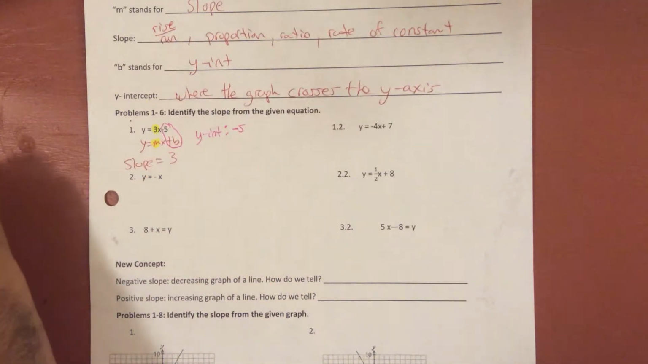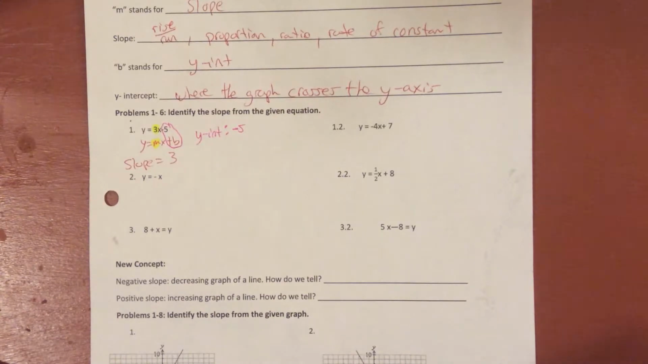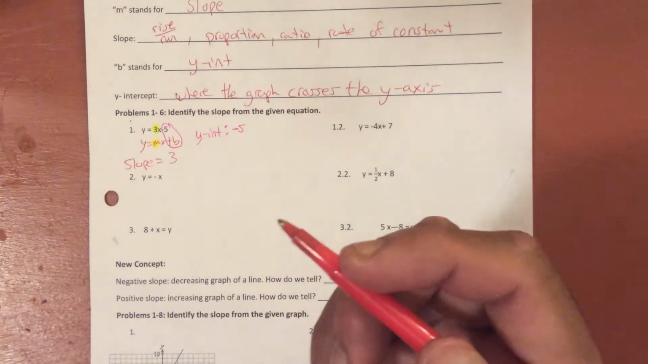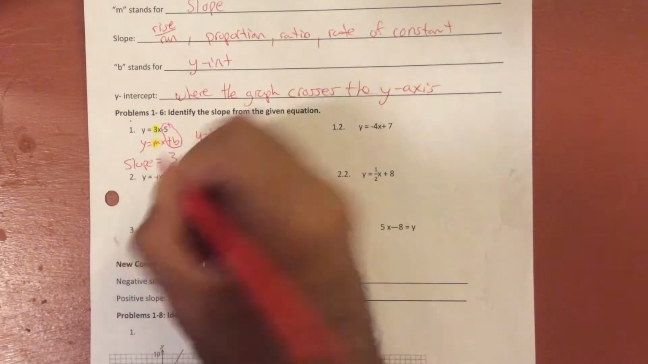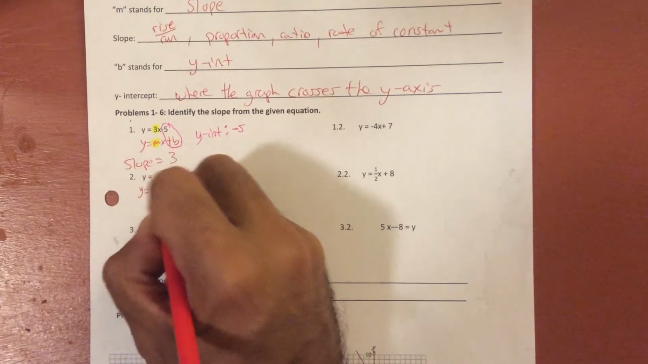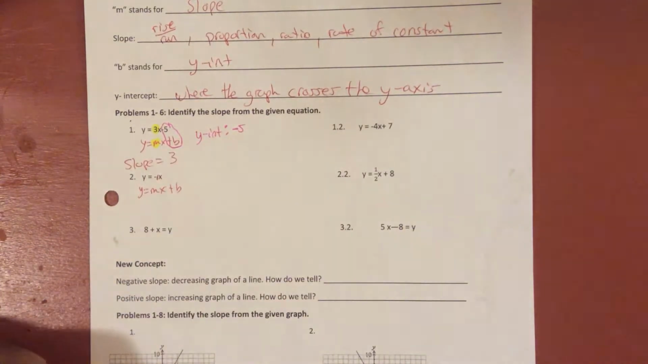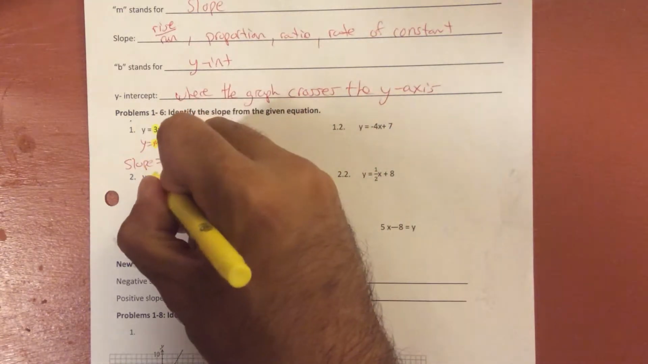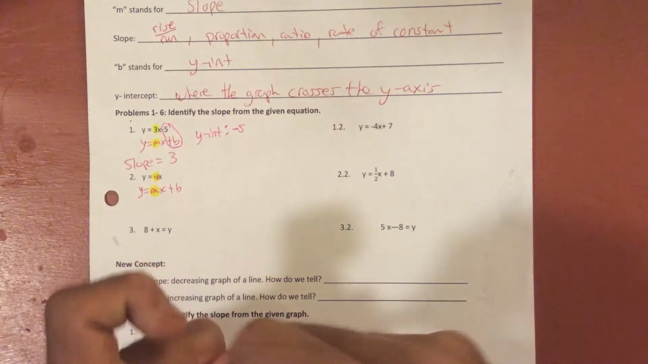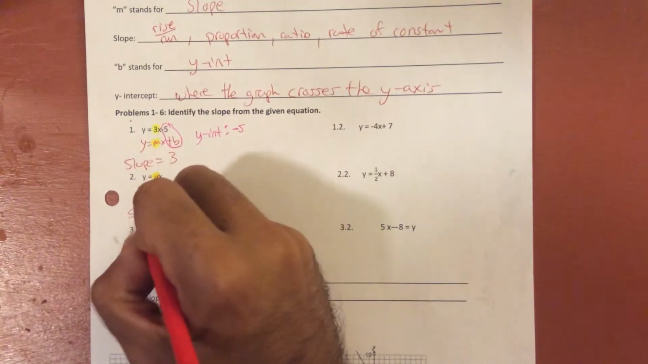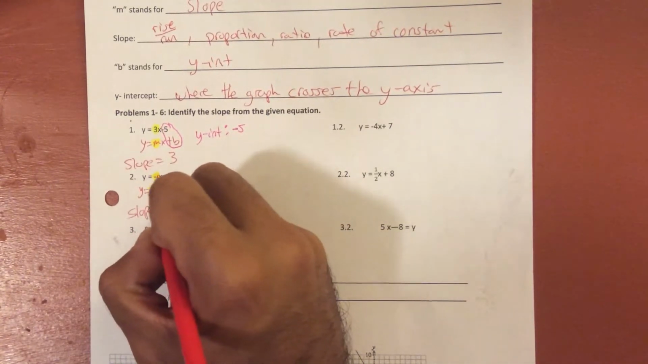Now, for number 2. First thing I would do is, if there's no number in front of the x, I will go ahead and add that number. And go ahead and do your y equals mx plus b. Now remember that your slope is the number in front of the x, which is the letter m. So in this case, your m, also known as your slope, is negative 1.